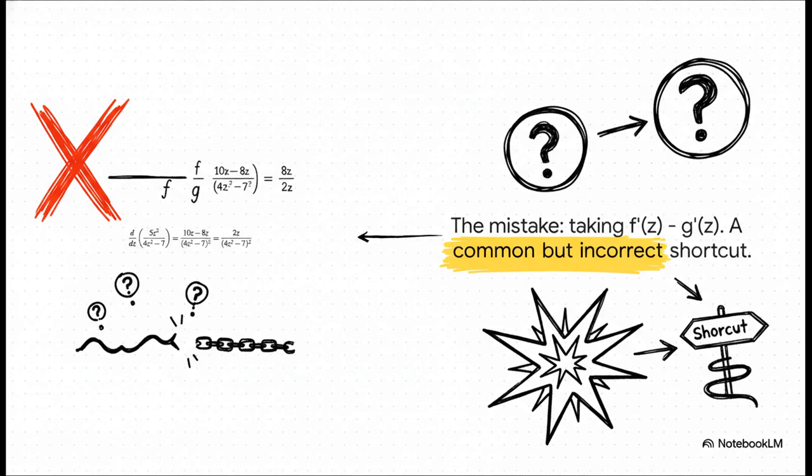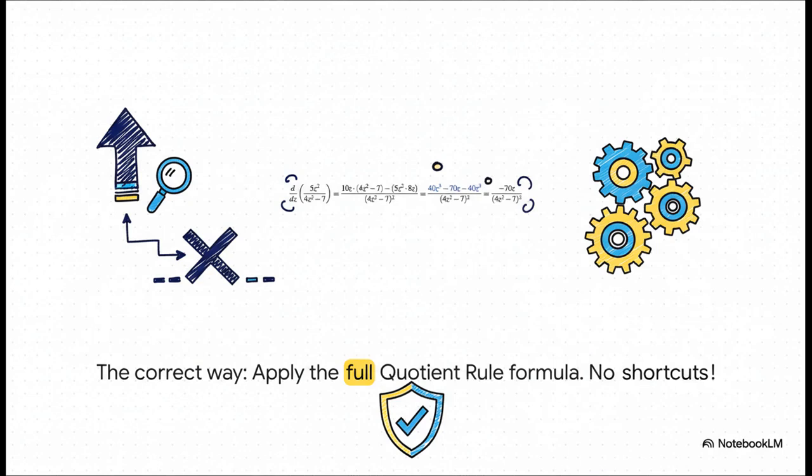I mean, it kind of seems logical, but it completely ignores how the quotient rule formula actually works. This is one of those shortcuts that leads you straight to the wrong answer every single time. The correct way? You've got to apply the full formula, no shortcuts. Low d high minus high d low all over the square of what's below.